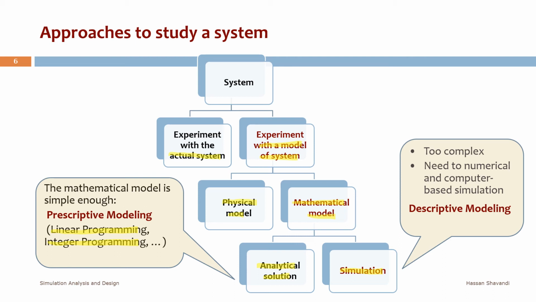The simulation models will be used for too complex systems, and they are in the category of descriptive modeling. Descriptive models will not prescribe an optimal, analytical solution for the system. They will describe the behavior and the performance of the system. Based on that description, we can find out what kind of changes or what kind of solution could be appropriate for the system. This is why we call these models descriptive modeling.